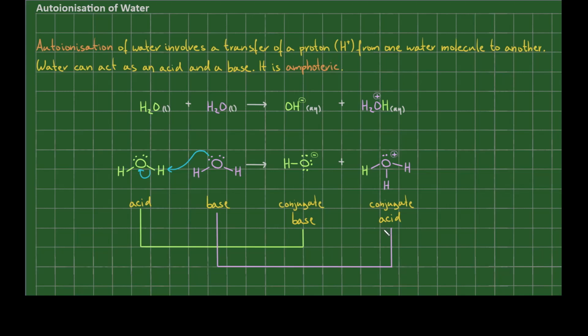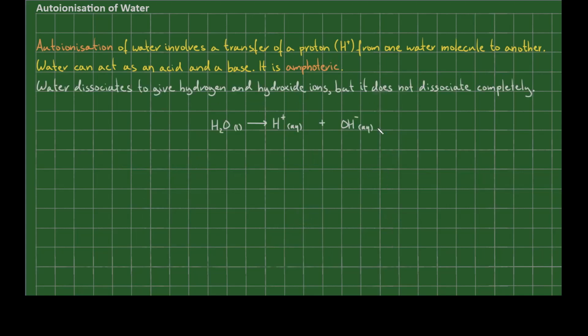This autoionization reaction can be simplified, and we could say that water dissociates to give a hydrogen ion and a hydroxide ion. But, and this is very important, it does not dissociate completely. That is to say, not all water molecules will be split into hydrogen and hydroxide ions. And I can already hear you asking, well, how many will split into hydrogen and hydroxide ions? The answer is not very many.